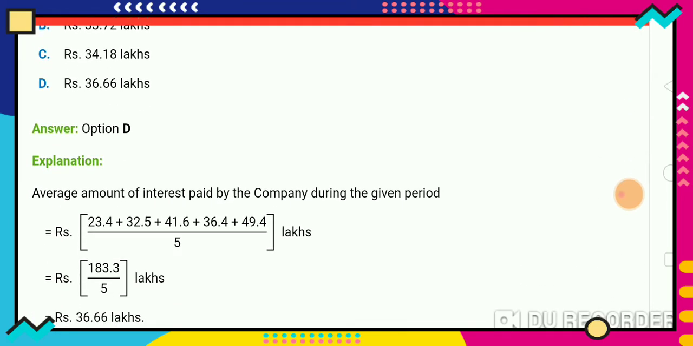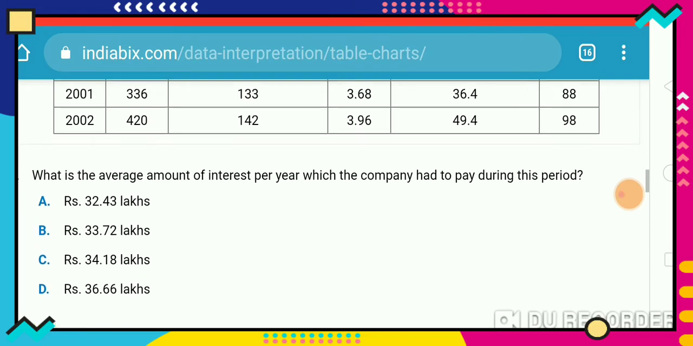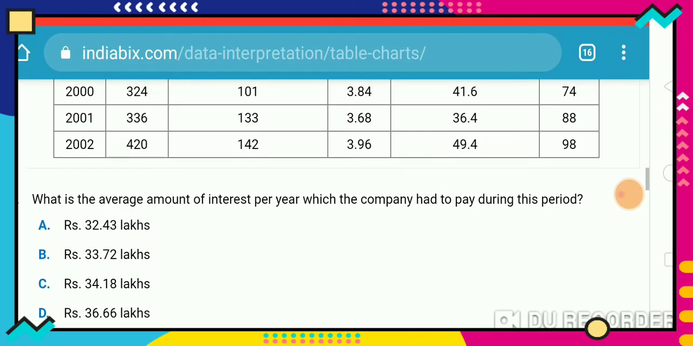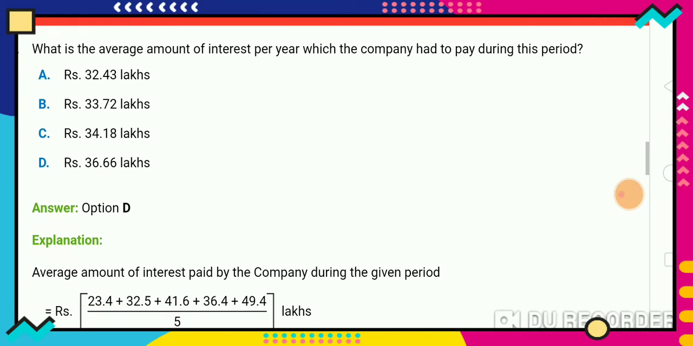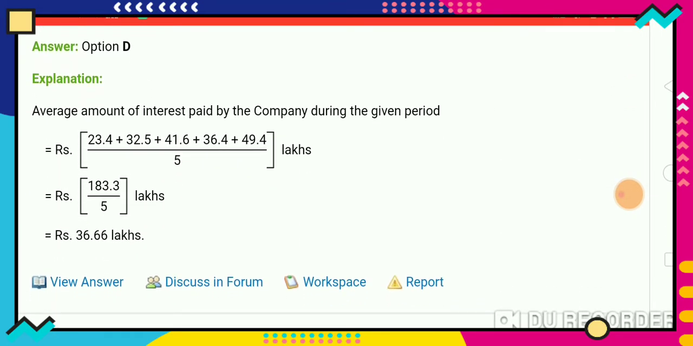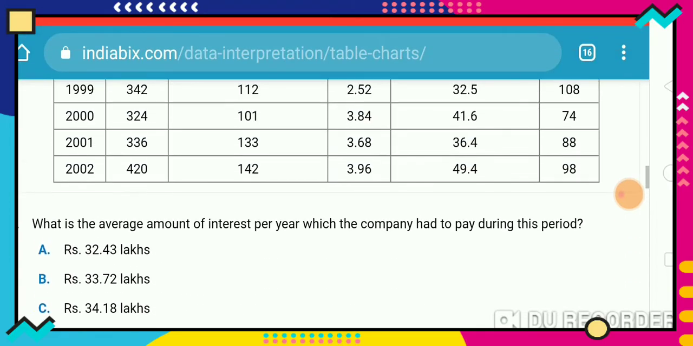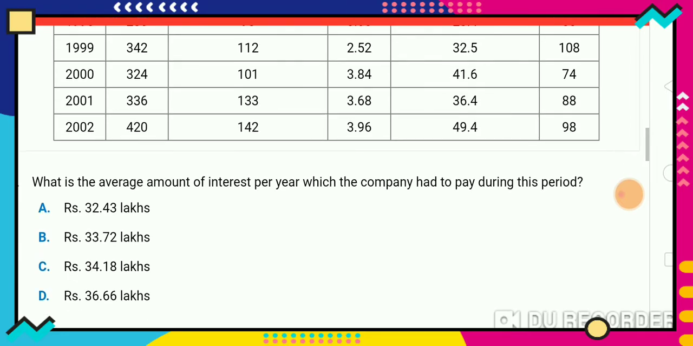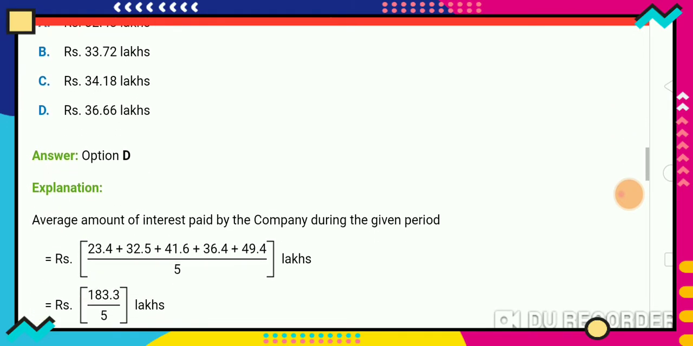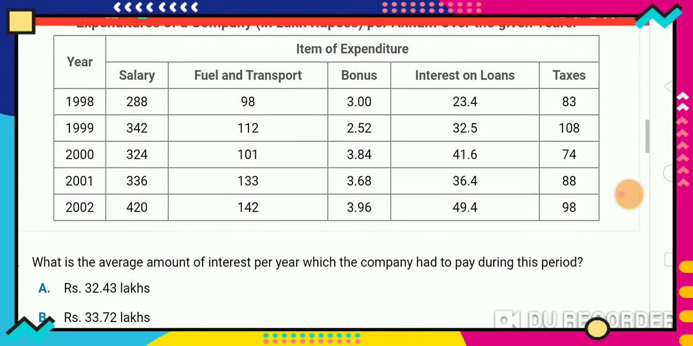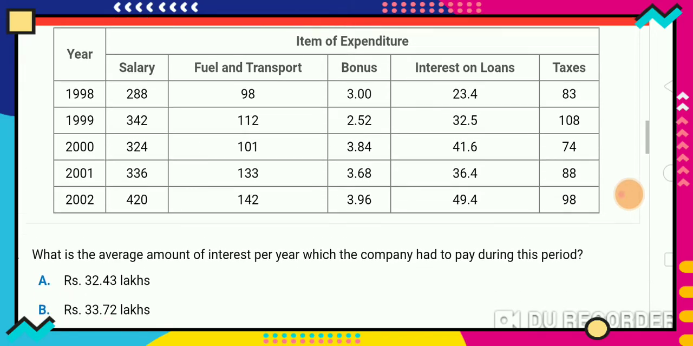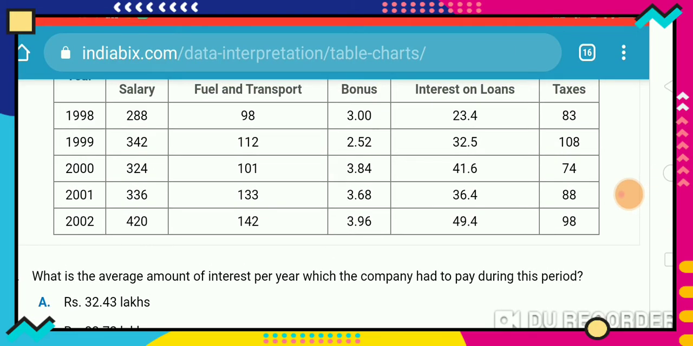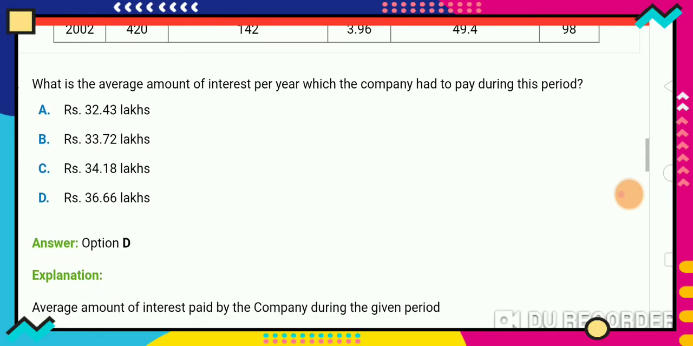Now we are adding all the interest amounts and dividing by 5. If you do it like that, you will get 36.66 lakhs, guys. 36.66 lakhs, that is your correct option. You might have a doubt why we are dividing by 5: the total number of years is 5, so they are dividing by 5, guys.